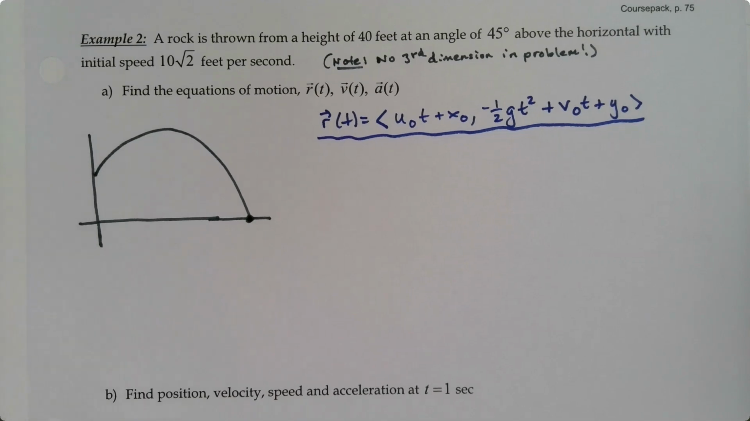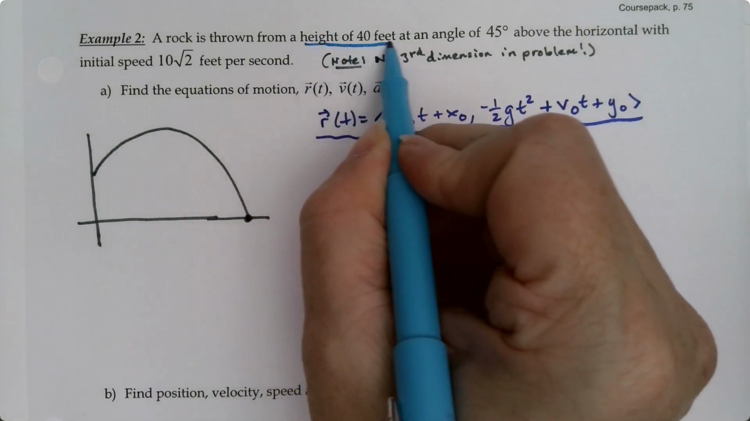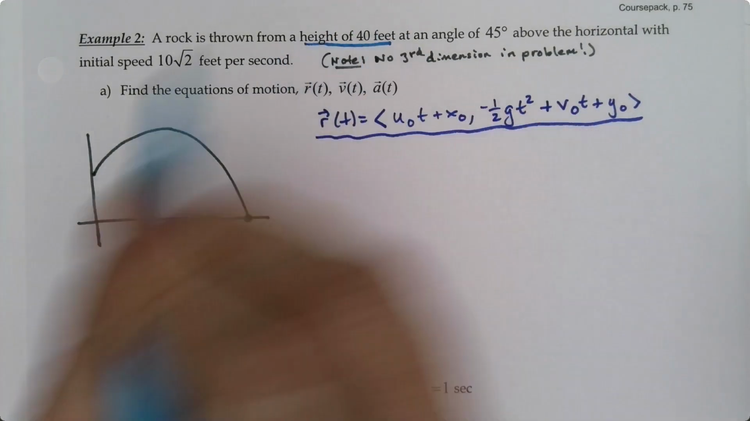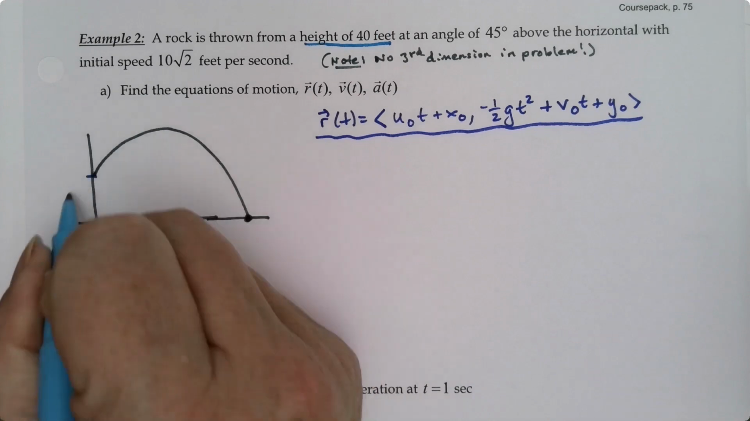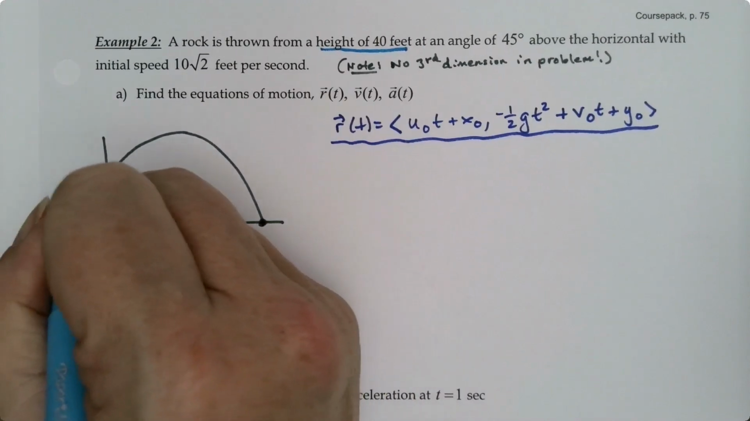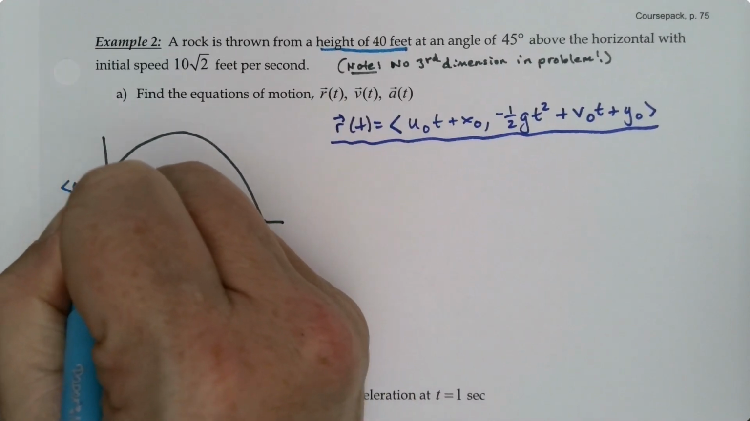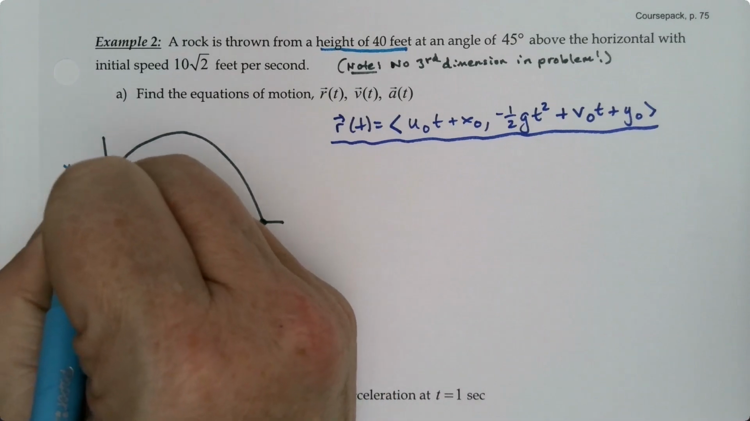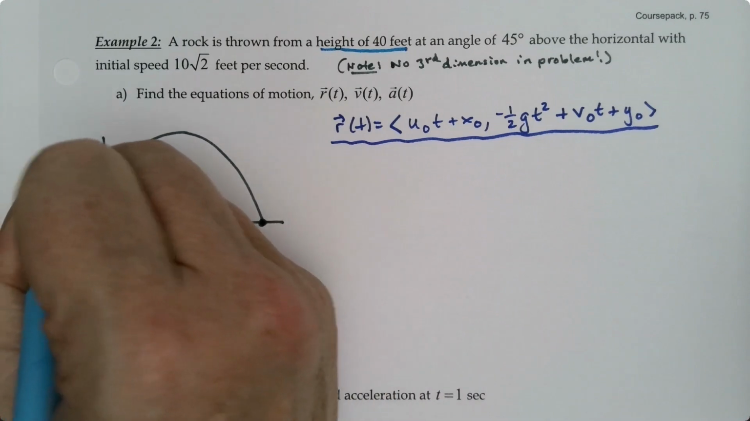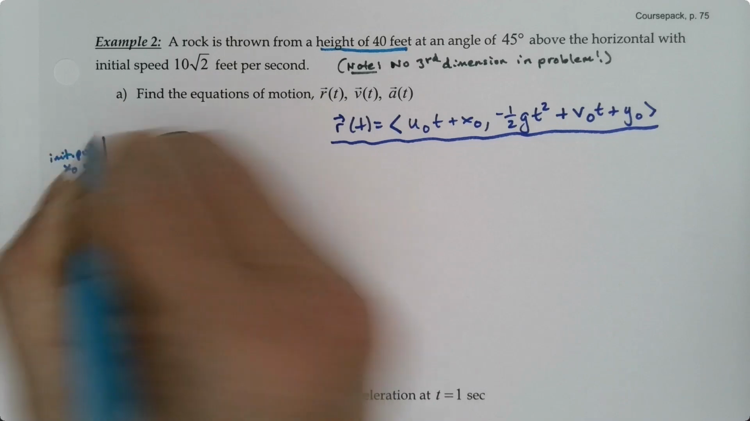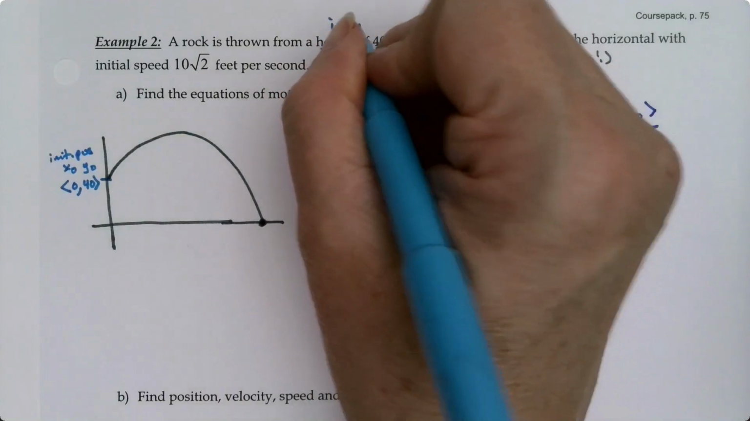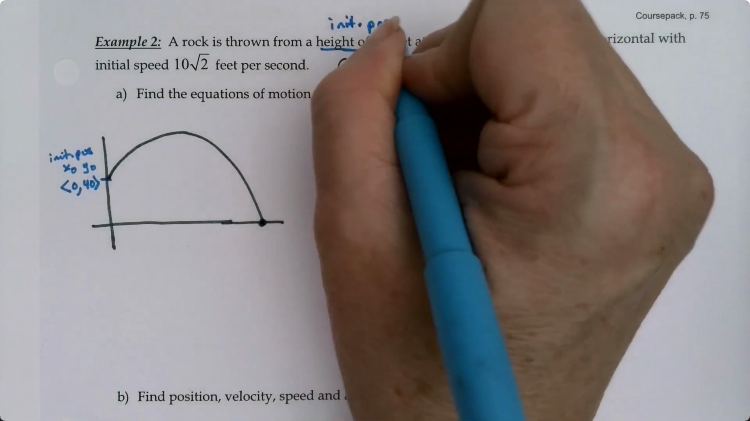They're giving us an initial position right here. They tell us that it's starting at a height of 40 feet. So that means this right here is at 40, which if we write in a vector form is 0, 40. That's your x0 and your y0. That's your initial position, right?